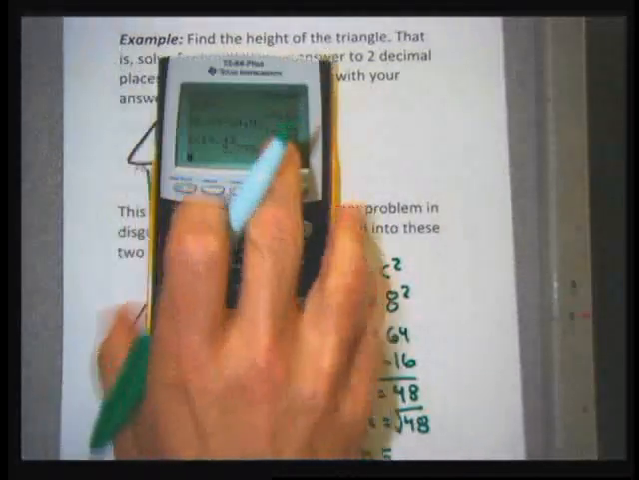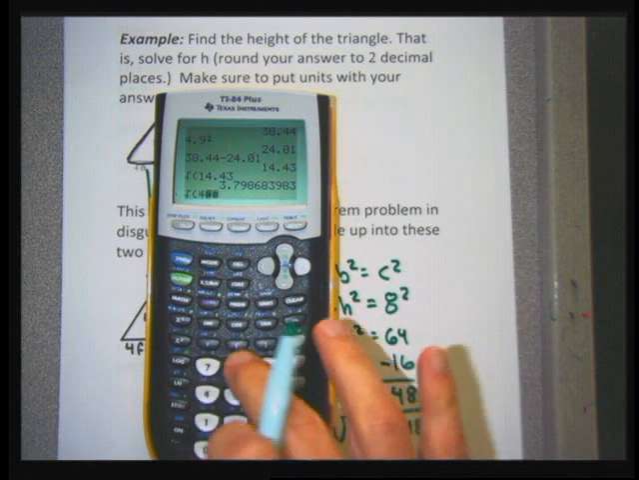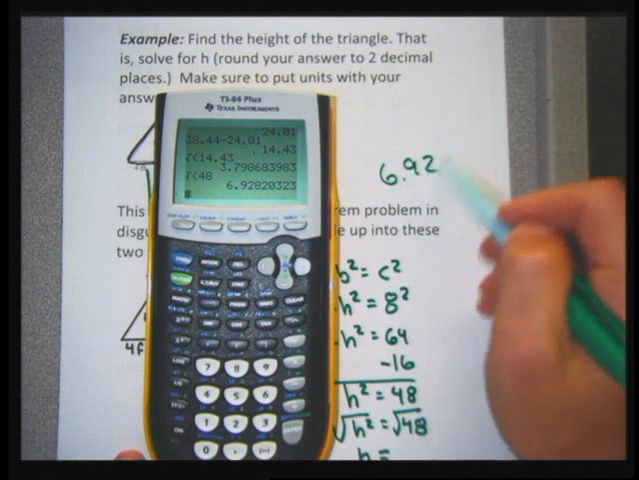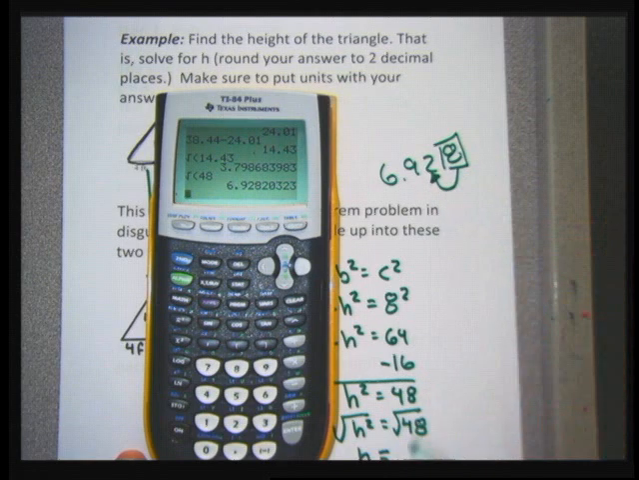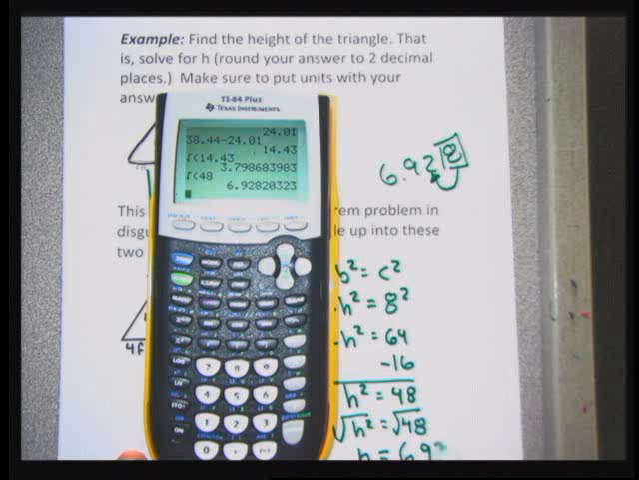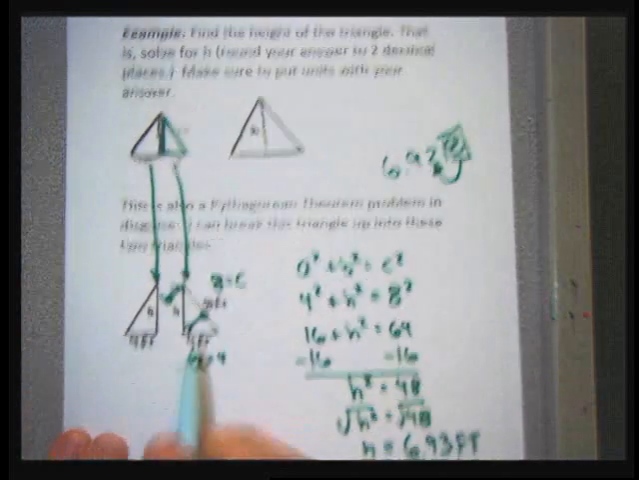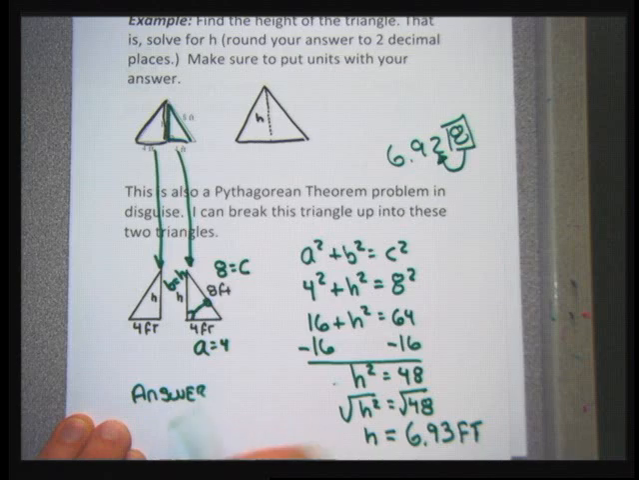So hit the second button and the x squared key, then type the number 48. This gives me 6.928. The number in the third decimal position is bigger than 5, so I'm going to round up. For my answer, I'm going to write 6.93. And I attached the units back. In the original triangle, the units of the sides were in feet, so my height, which is one of the sides of the triangle, also needs to be in feet. So my answer to this question, find h, or the height of the triangle, is going to be 6.93 feet.